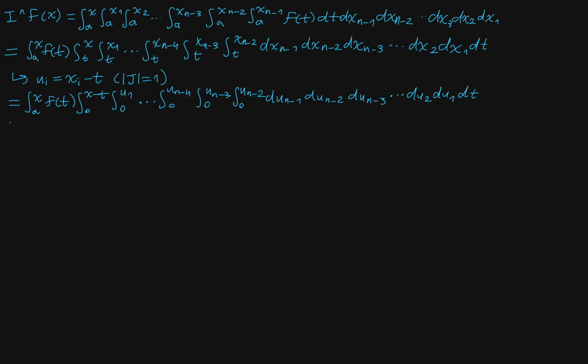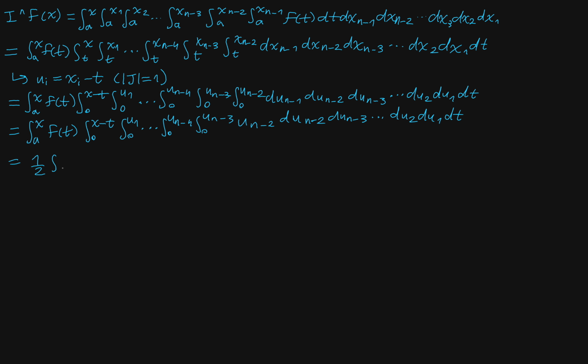Alright, and so we can do this successively. So we're going to get the integral from a to x of f of t, integral 0 to x minus t, 0 to u1, 0 to un minus 4, 0 to un minus 3. We have un minus 2 over here, dun minus 2, dun minus 3, du2, du1, dt. And doing it again successively, we're going to get this 1/2 prefactor pulled out.